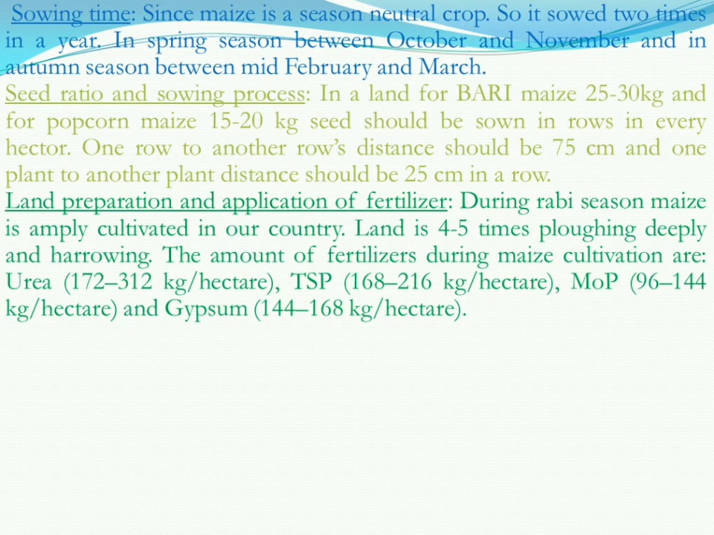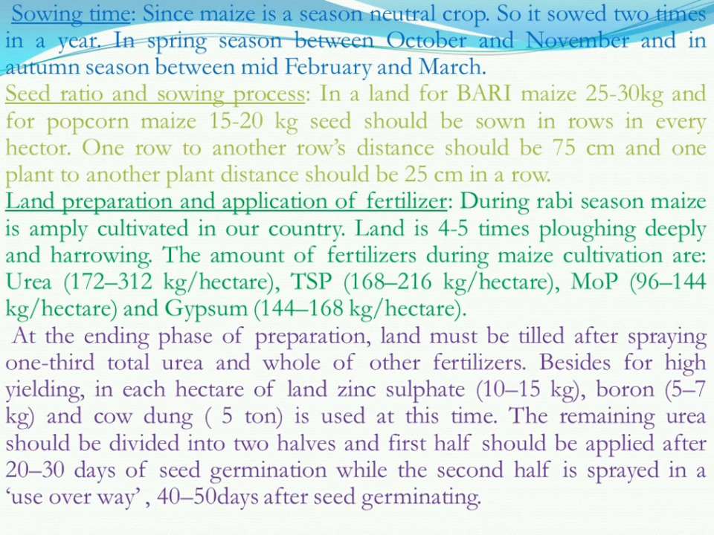So we have to apply or spray these fertilizers in the maize land, on the maize plant. Now let us see how and when we will spray these fertilizers. At the ending phase of land preparation, the land must be tilled after spraying 1/3 of the total urea. That means the whole amount of urea shouldn't be given at one time. We should make it 3 parts, and 1/3 should be given after preparing the land.